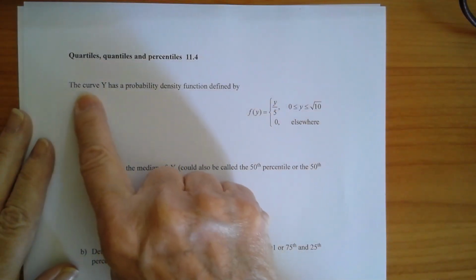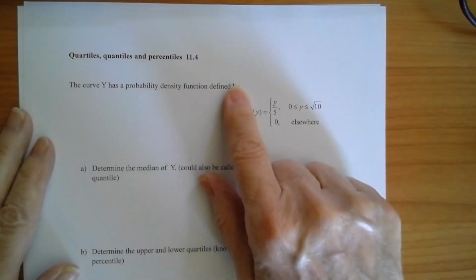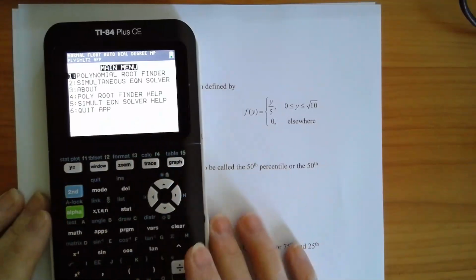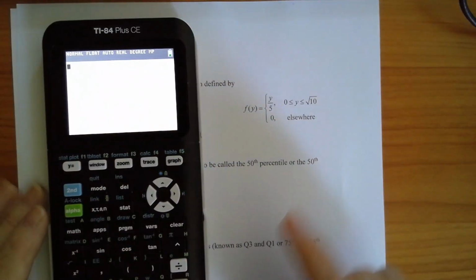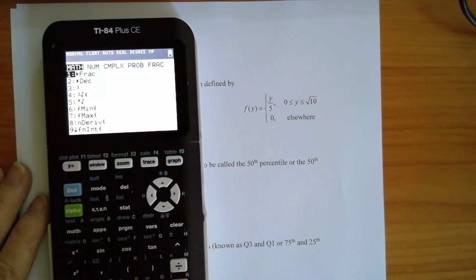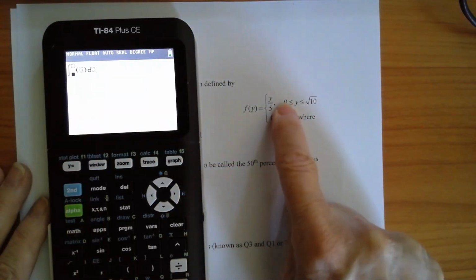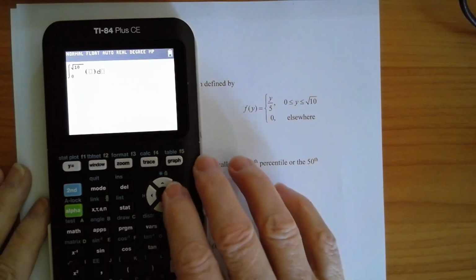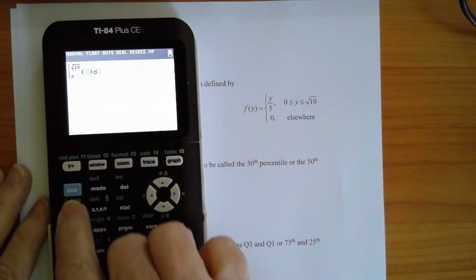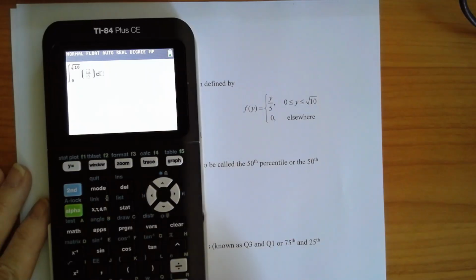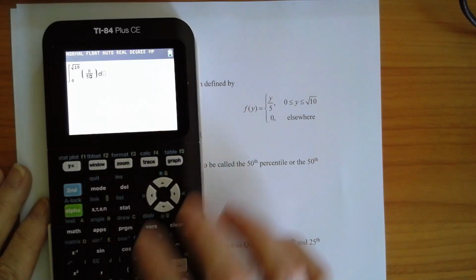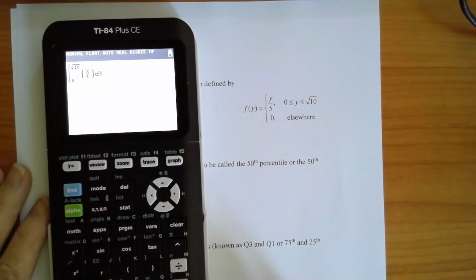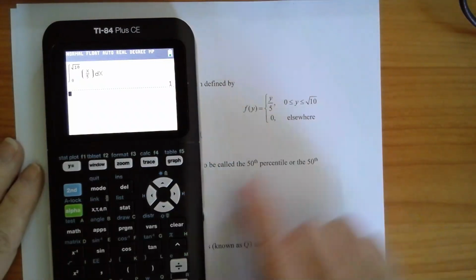So this one says the curve y has a probability density function defined like that. This is one of those where if I were to take the integral from 0 to root 10 of x over 5 dx, what should that equal? I know you're all yelling out 1 because it's a probability density function.